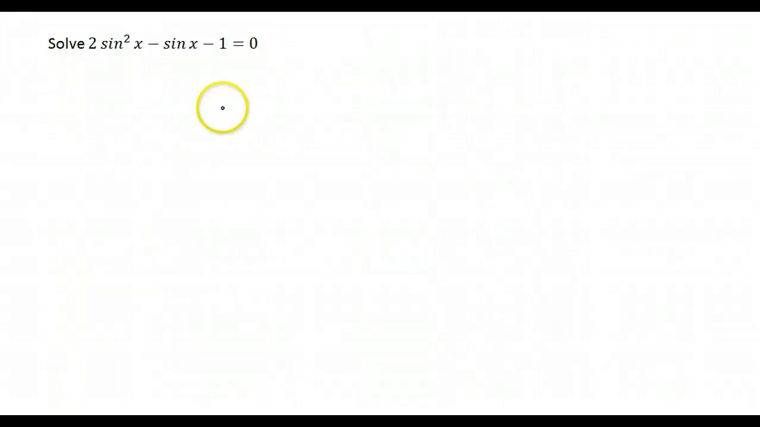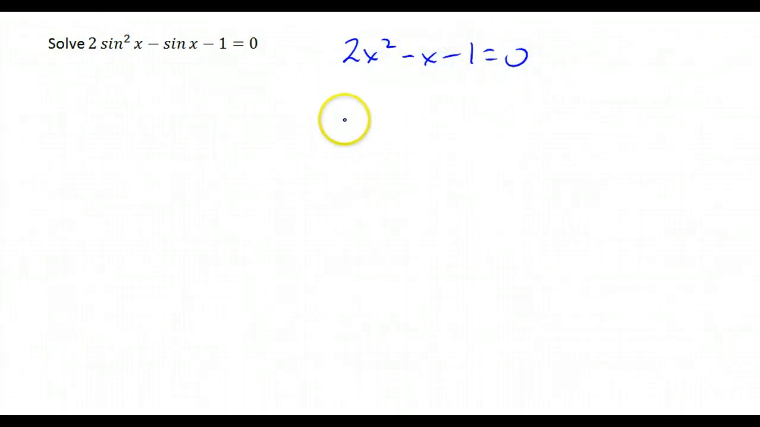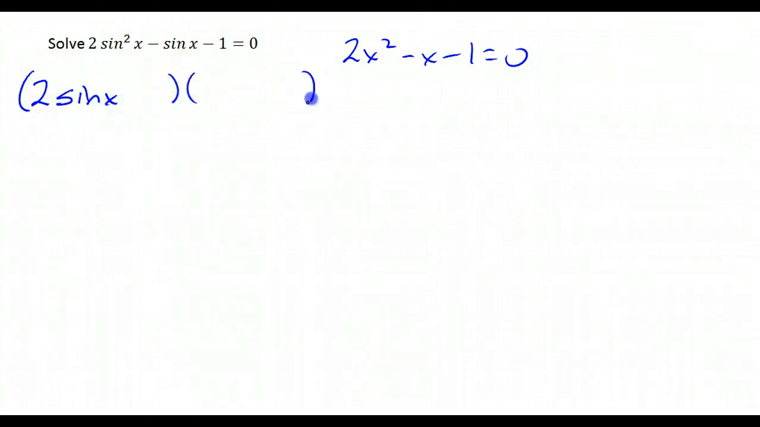Okay, this one looks pretty tough, but it's really not. I bet if I asked you to solve this equation, you could do it pretty quickly by factoring. Well, instead of x's, we just have sine x's. So we're going to factor this like a regular quadratic. I'm going to put a 2 sine x there, and a 1 sine x in those parentheses. And I believe if we go negative 1 and plus 1, that will work.